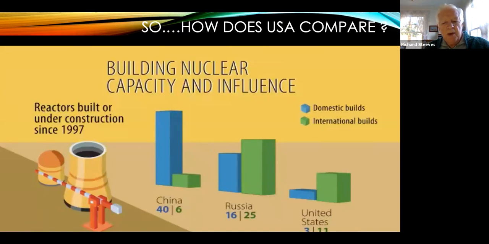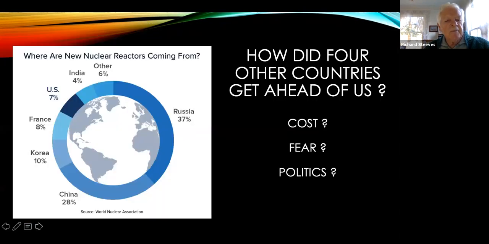Russia, 16. United States, only three. But the international builds have been pushed, of course, by Putin, who encourages Rosatom to build around the world, and that's been working pretty well. We have another way of looking at that with this circular figure. Russia dominates with 37% of new nuclear reactors, China 28, Korea and France still well ahead of us.